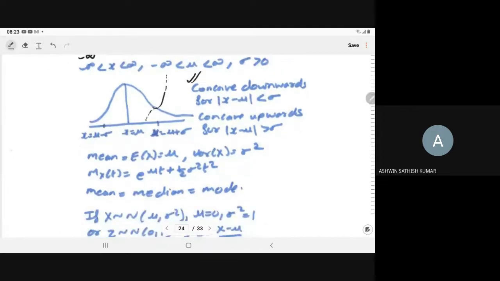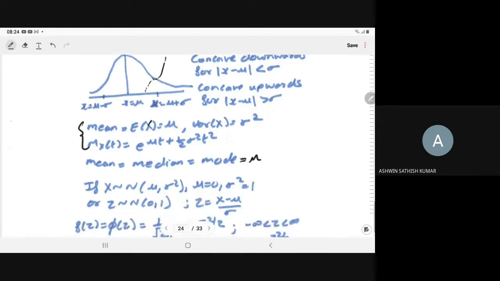The mean for the normal variate is equal to mu, and variance for normal variate is equal to sigma square. And moment generating function for the normal variate, M_X(t), is equal to e to power mu t plus half sigma square t square. And for the normal distribution, the mean is equal to median is equal to mode. Here x is equal to mu, right? x equal to mu is mean as well as median and mode for the normal variate.